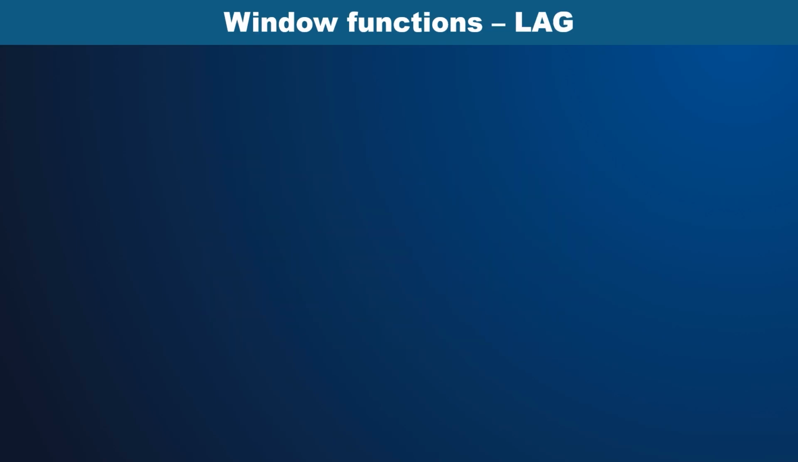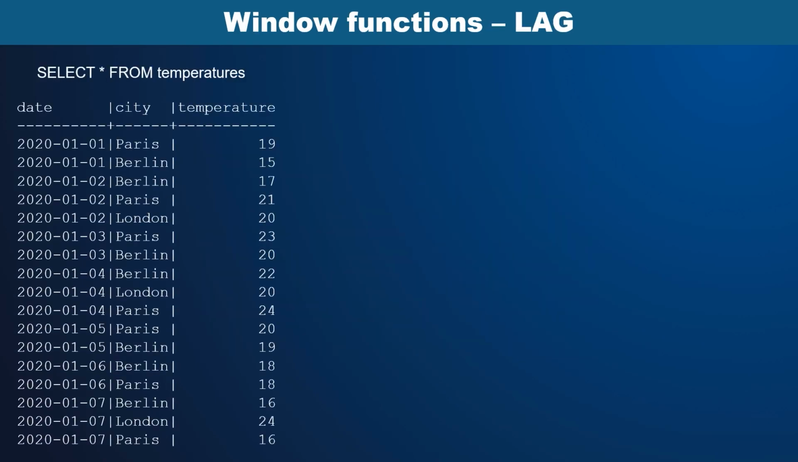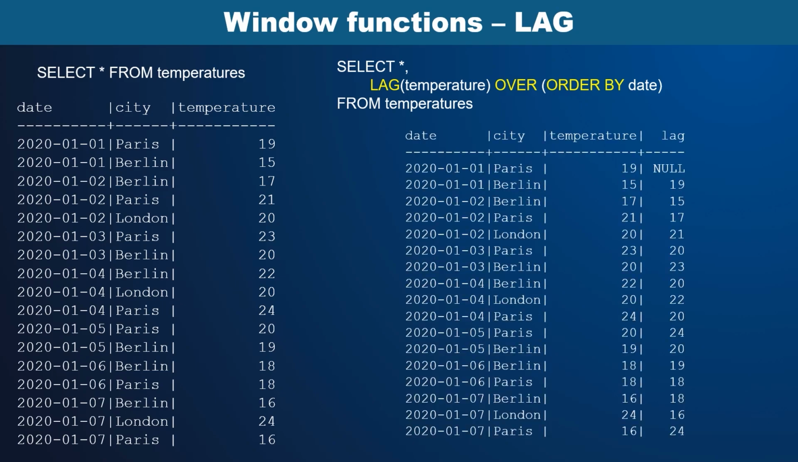Let's use a simple table, tracking temperatures, date by date, also with a city column, and then apply the lag function to the temperature column, ordering by date. And we got the result like this. Let's interpret the result. First, it sorts the dataset by date, then it applies the lag function to the temperature column. That means getting the temperature of the previous date. You can see the first row has a value of null because there is no previous row to take.